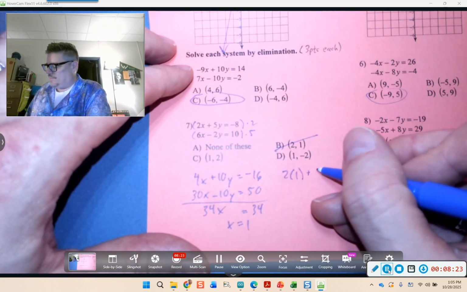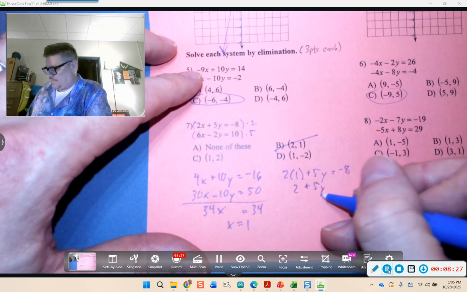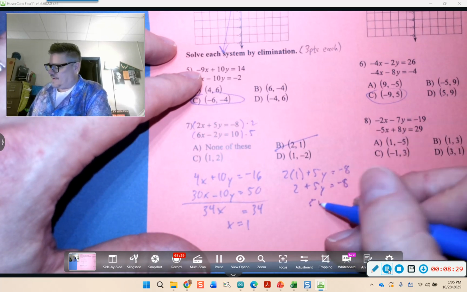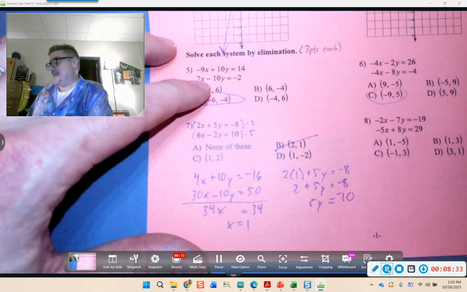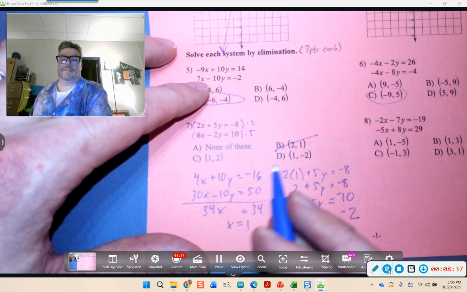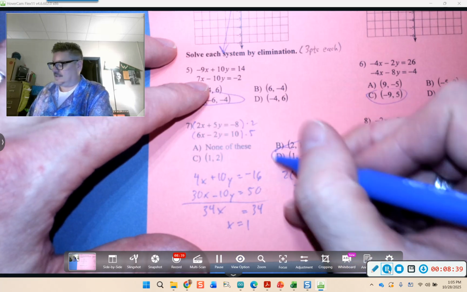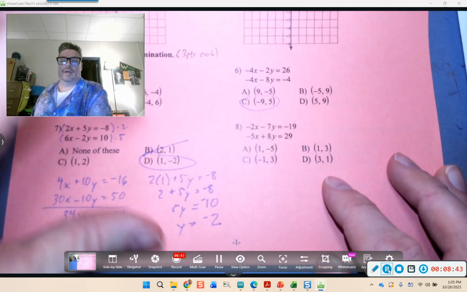So let's plug it in. 2 times 1 plus 5y equals -8. So that's 2 plus 5y equals -8. 5y equals, I'm going to put that 2 over to the other side. It's going to become negative, so therefore it's going to be -10. And then y is -2. So y is -2. Looks like it's this guy right there. Okay, one more for the road.